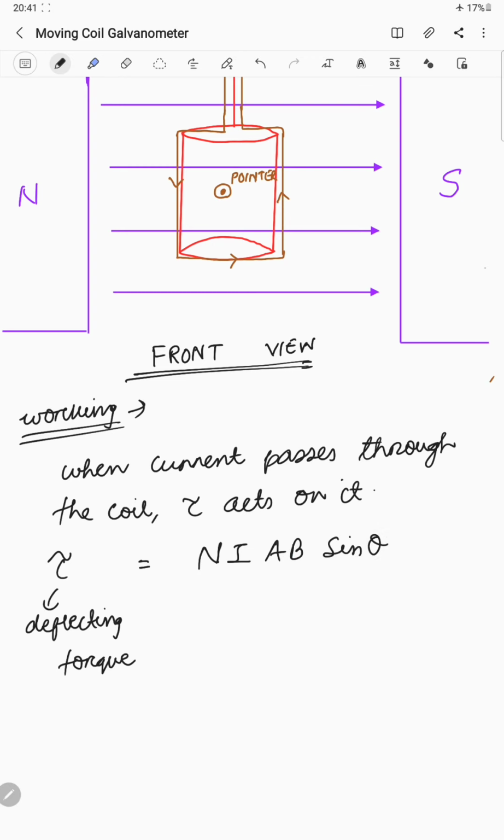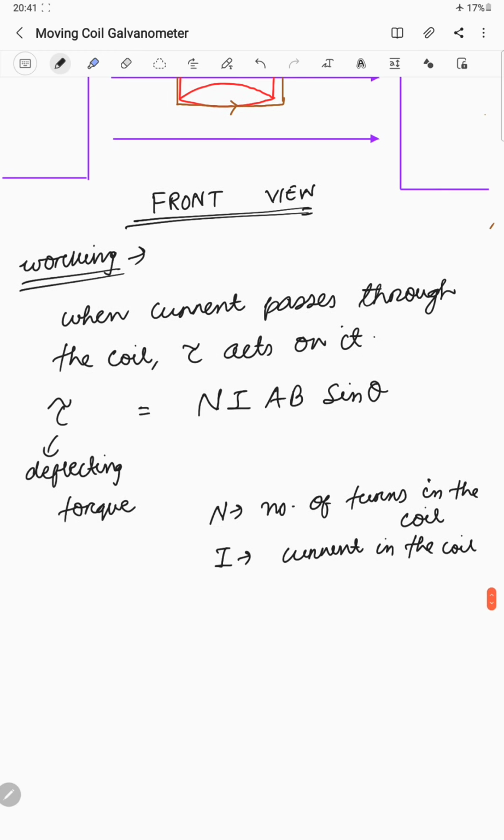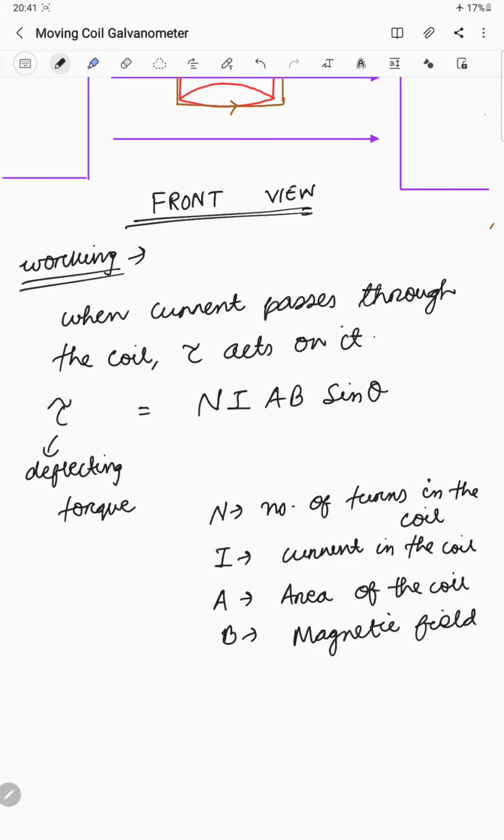These are all your known expressions. What is N? N is the number of turns in the coil. What about I? I is the current in the coil. Then what about A? A is the area of the coil. Then what is B? B is your magnetic field. Clear?